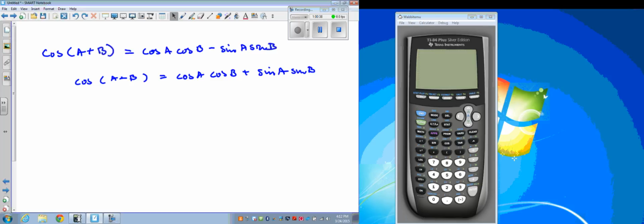And then there are those sum to product identities on page 238. We're going to have to utilize all of those things.